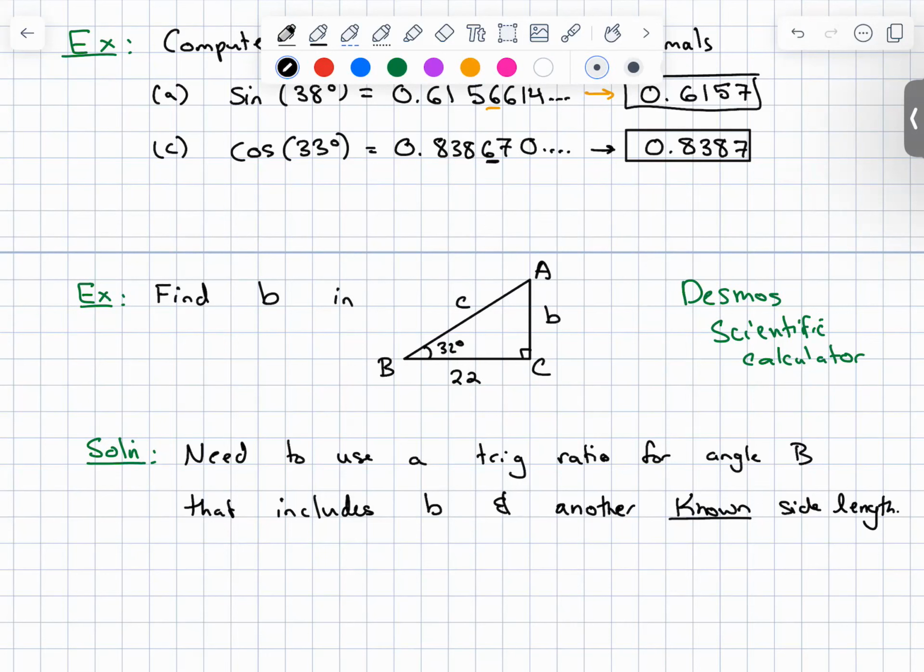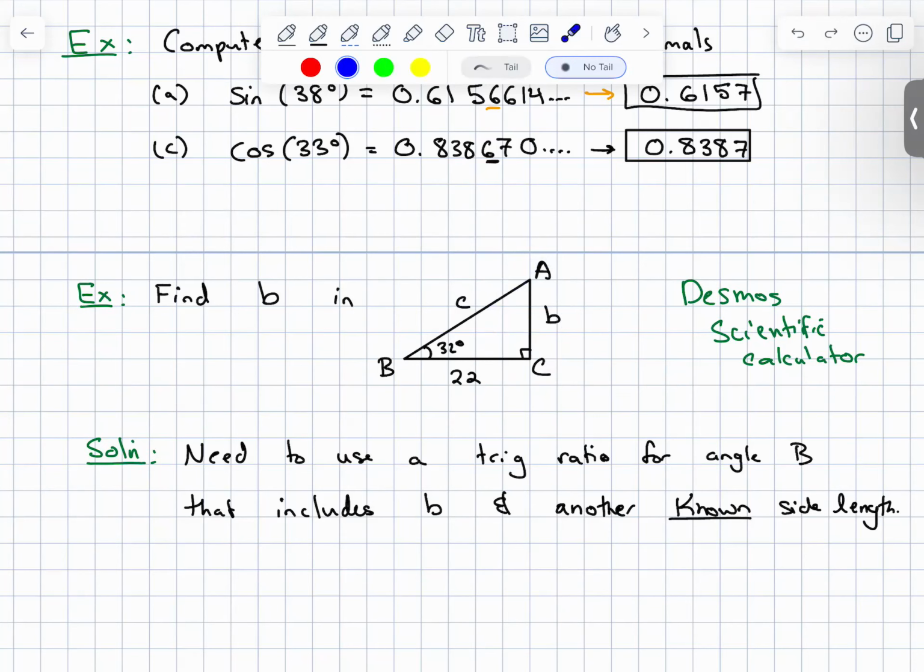So what trig ratio could use B, and then the only other known side length is 22. So that's in relation to B, what side lengths would those be? What is B?